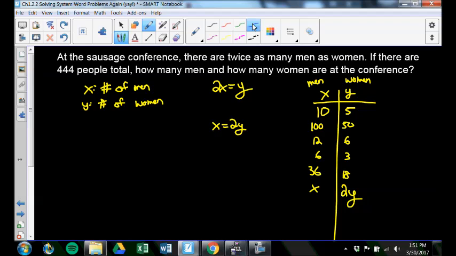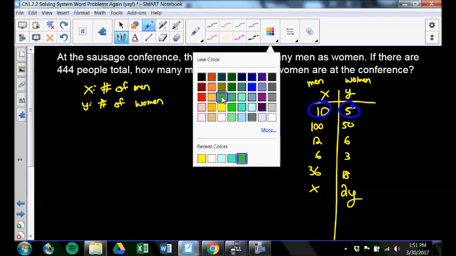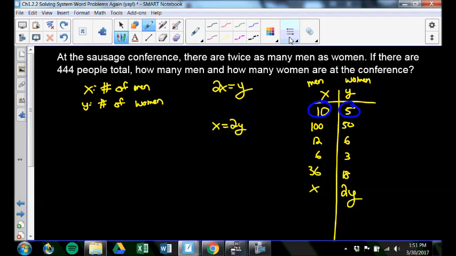To make this side equal this side, you have to multiply the right side, the Y column, the women, by 2. Remember that equals means same. So to make the number of women match the number of men, we have to multiply the number of women times 2.